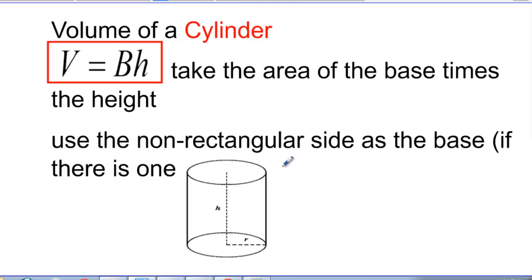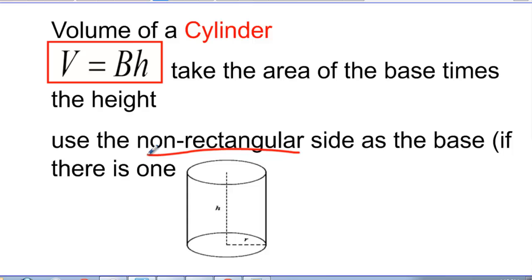I'm going to do one example of volume. This formula here, volume equals the area of the base times the height. So big B times the height. This works for all prisms or cylinders. Make sure that you are using the non-rectangular side as the base, if there is one. If there's not, use whatever side you want for the base.